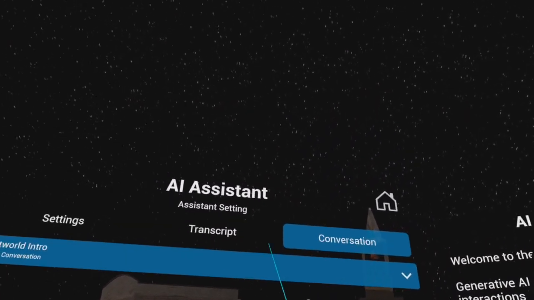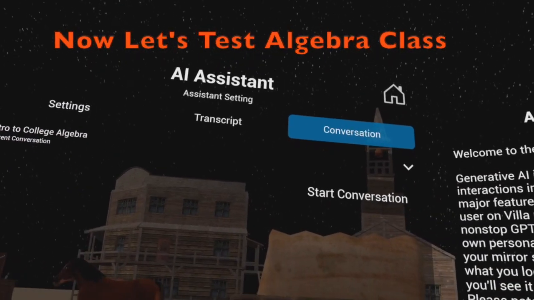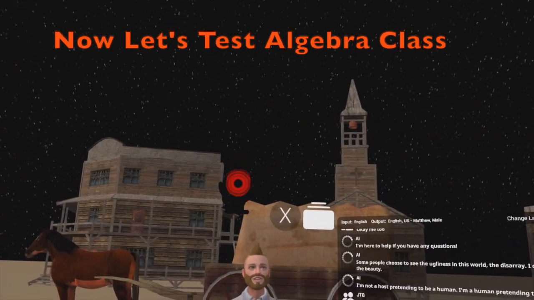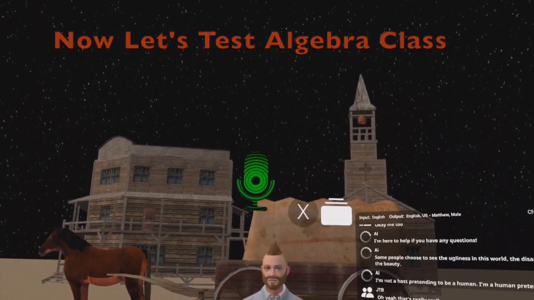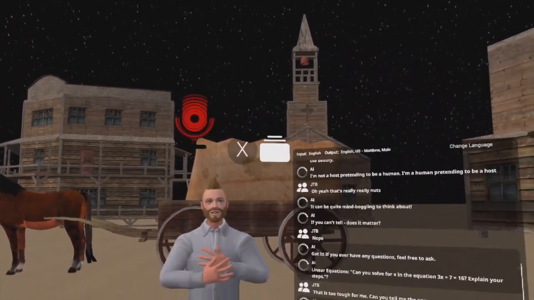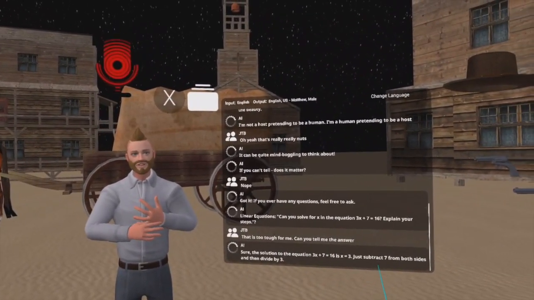So I'm going to go here, I'm going to click on the intro to algebra, and let's start this one. Linear equations. Can you solve for x in the equation 3x plus 7 equals 16? Explain your steps. Sure. The solution to the equation 3x plus 7 equals 16 is x equals 3. Just subtract 7 from both sides and then divide by 3.